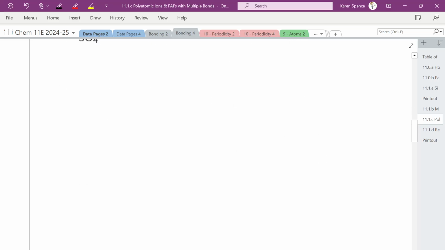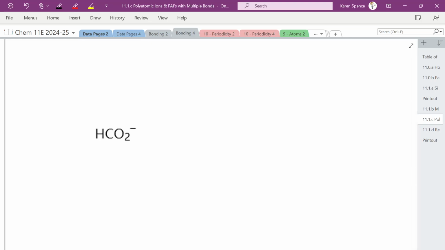Okay, are we good with sulfate? Yes. Okay, let's try a more challenging one. HCO2 minus. Why don't you guys give that one a go on your own? We'll check in when we get to the skeleton structure because it needs a bit of thinking.